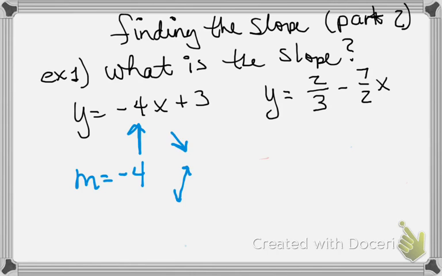It could be steep going up, steep going down. It doesn't matter. Remember, the negative sign only represents the direction in which the line's going. It doesn't change the steepness. It's only the number in front of x that tells us how steep it is. So our slope is -4.